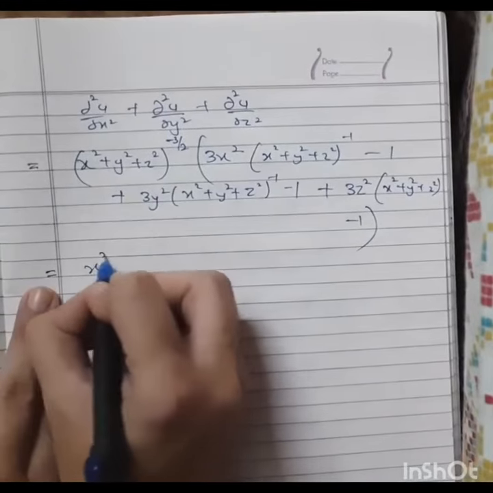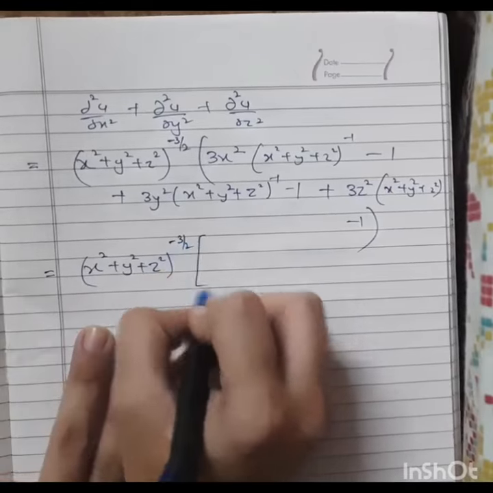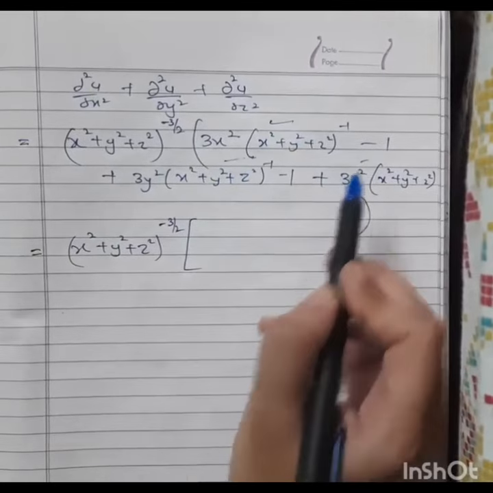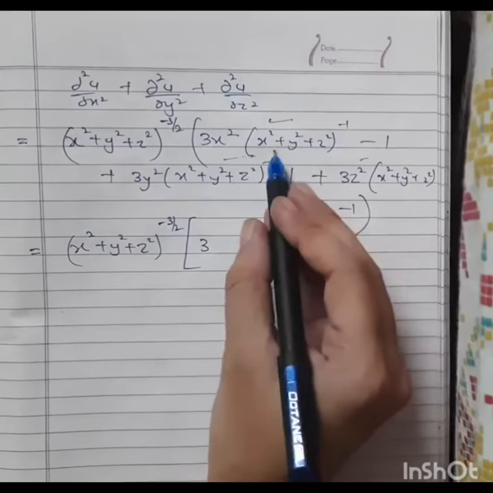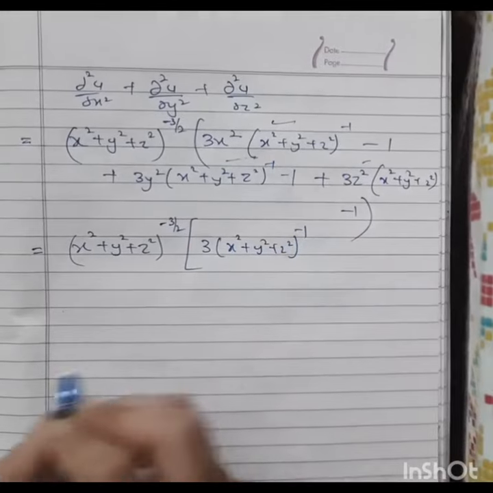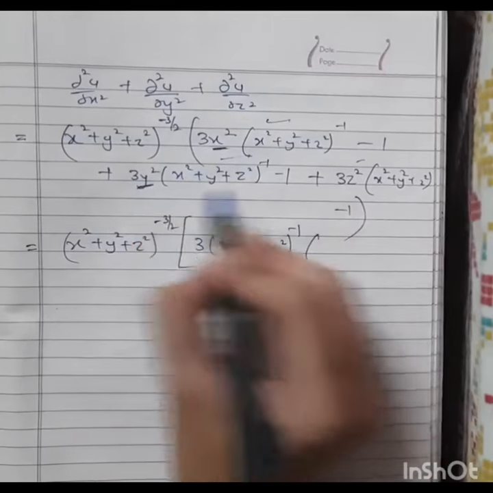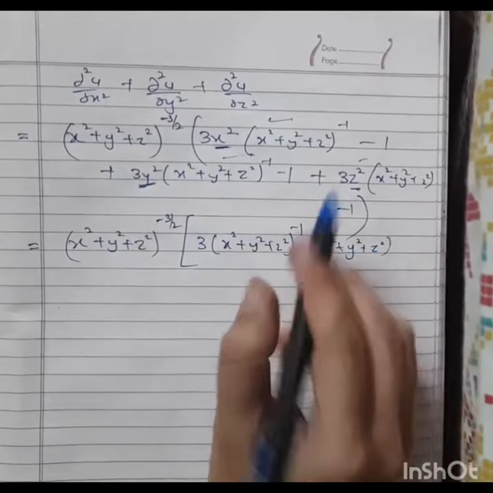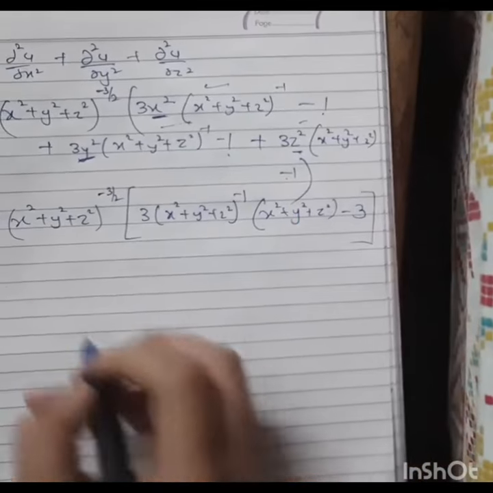simplifying. What you get here is, now look at this term, first, then third, and this fifth term. 3 can be taken common, and this term (x square plus y square plus z square) is to power minus 1. This is common. So what's left inside the bracket? This x square, this y square, and this z square. Now minus 1, minus 1, minus 1, minus 3.